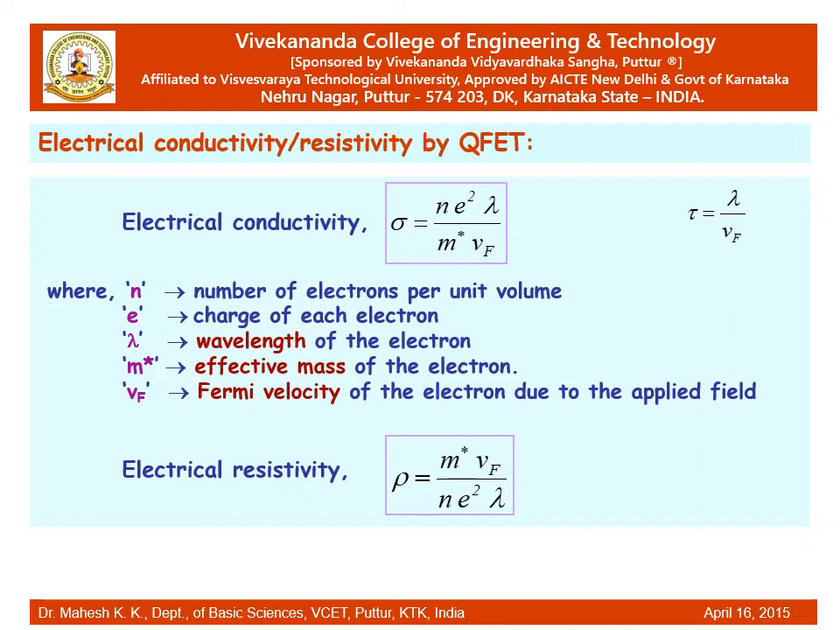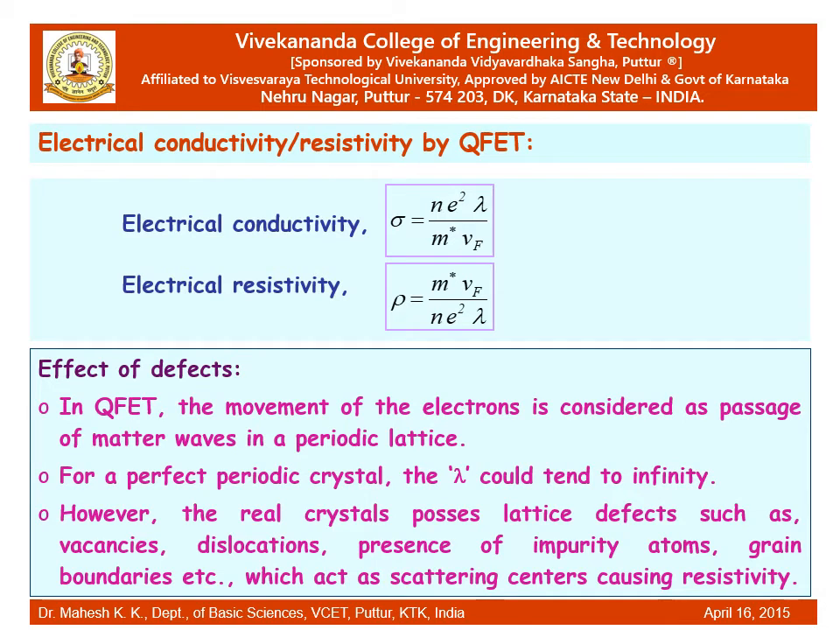So the equation we have learnt previously, sigma is equal to n e square tau by m, is going to be rewritten as n e square lambda by m star Vf, because I am replacing tau. Where you know all these parameters: n is the number of electrons per unit volume, e is the charge, lambda is the wavelength of the electron, m star is the effective mass, and Vf is the Fermi velocity. Okay, and then the reciprocal of conductivity is nothing but the resistivity. So instead of sigma, I will write rho for resistivity, which is m star Vf divided by n e square lambda.